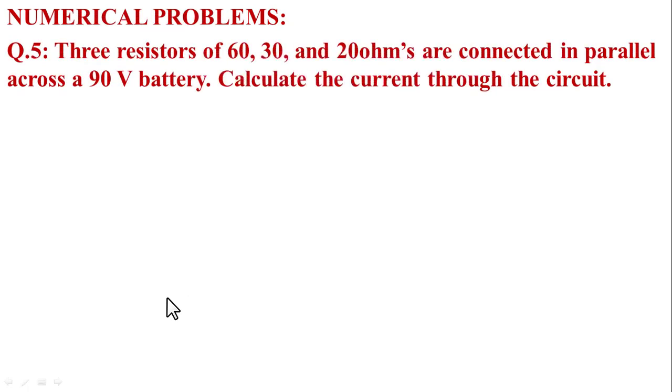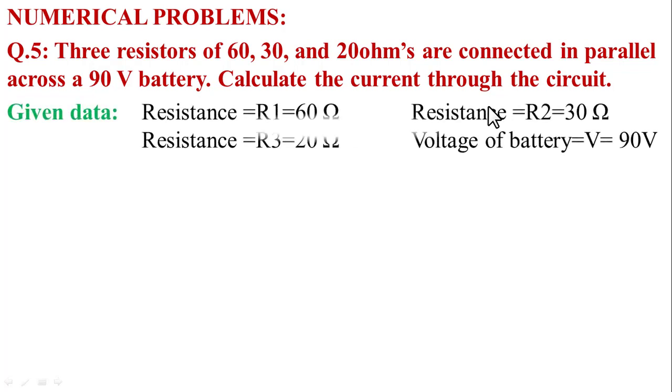Numerical problems. Question number 5. Given statement: three resistors of 60, 30 and 20 ohm are connected in parallel across a 90-volt battery. Calculate the current through the circuit. First of all, write the given data.